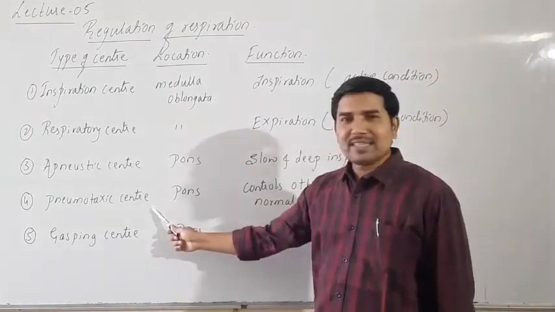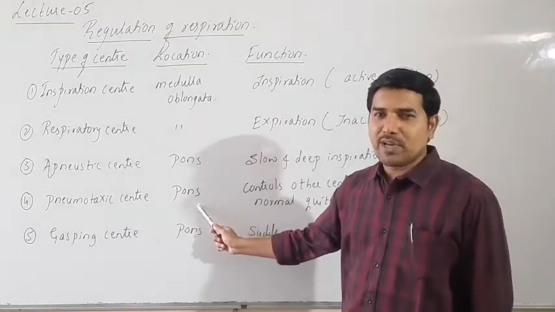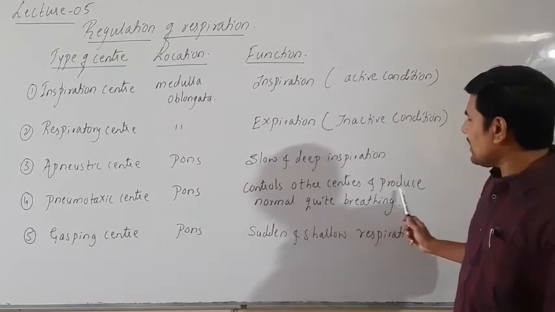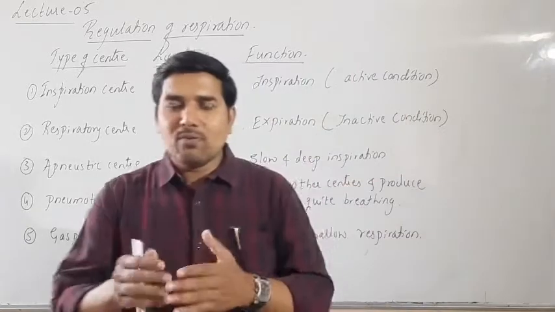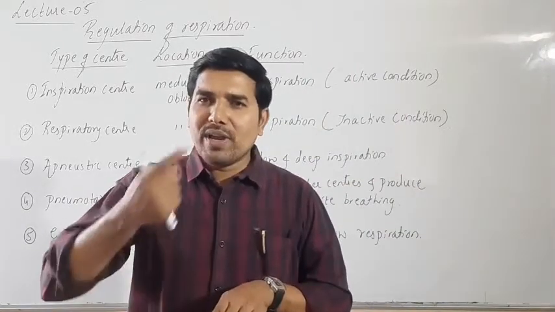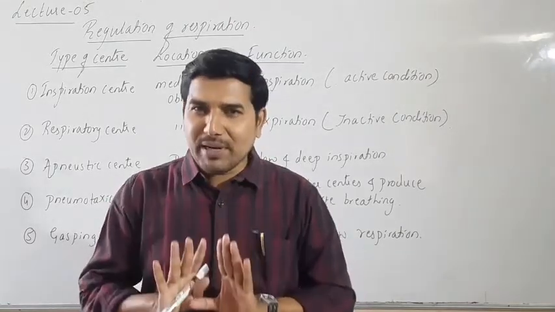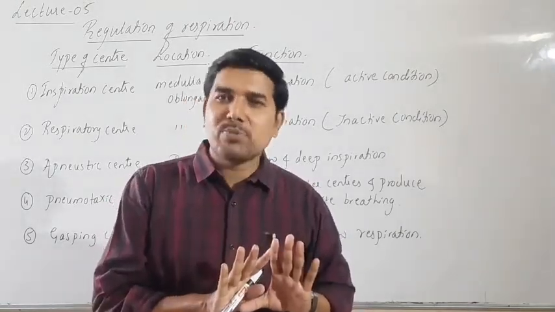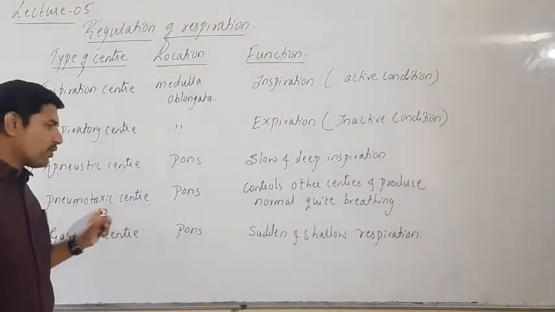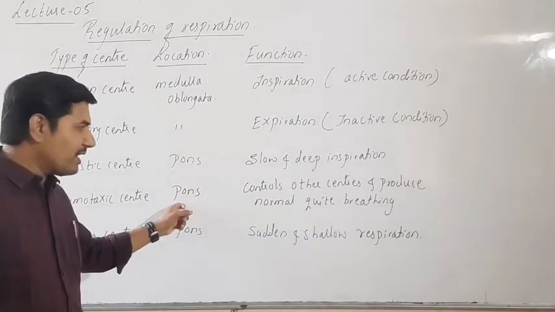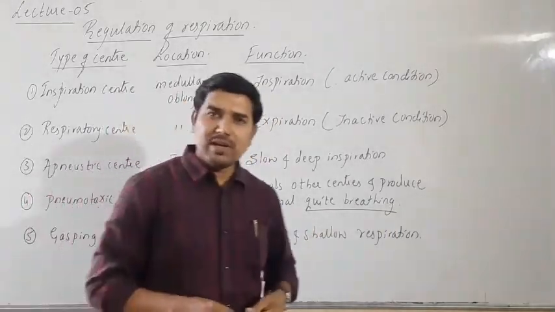Then the pneumotaxic center. This pneumotaxic center is located in the pons varolii again, and it controls other centers and produces normal quiet breathing. That means when we are sitting idly, we are breathing, but we are not making any sound. So it is very quiet, very silent breathing. It is mainly controlled by the pneumotaxic center, which is located in the pons region, for quiet or normal breathing.